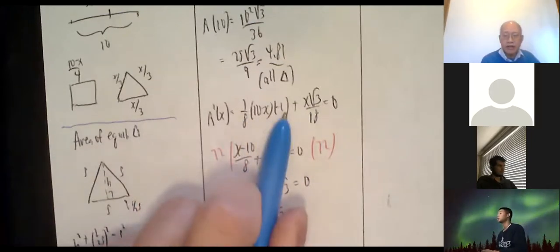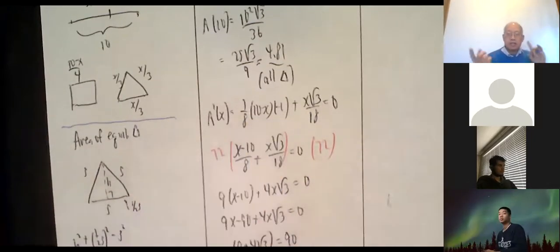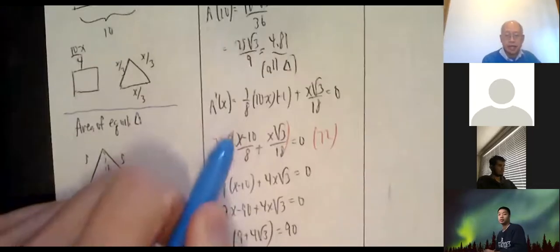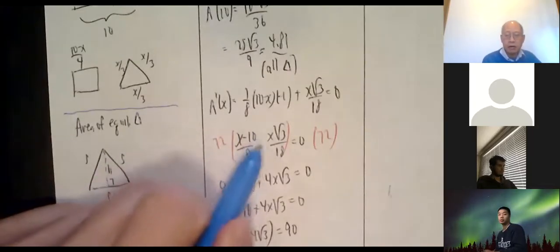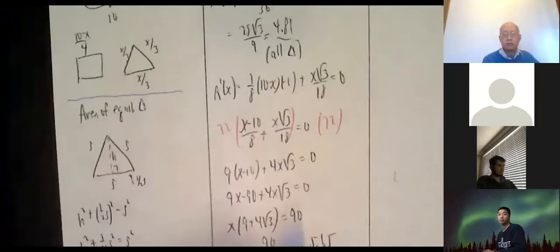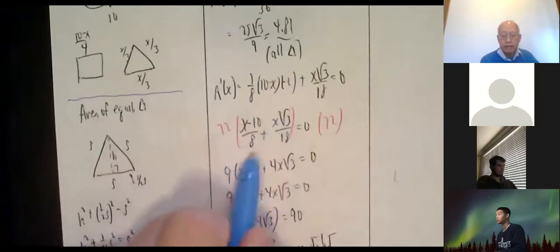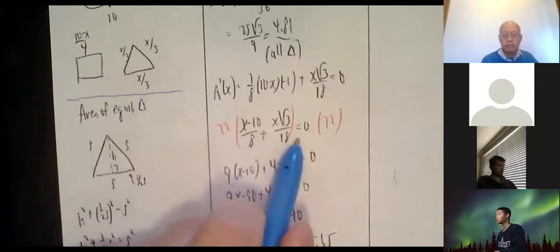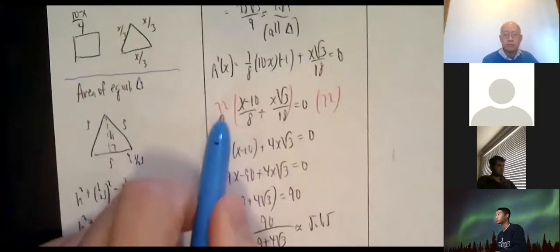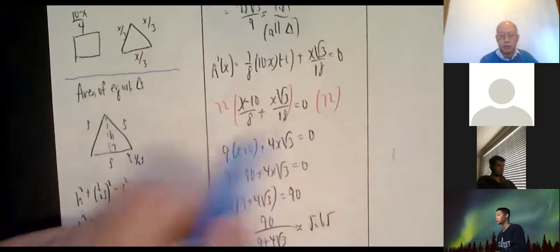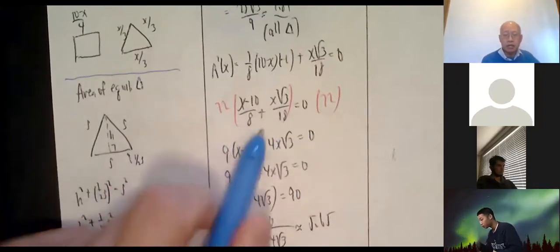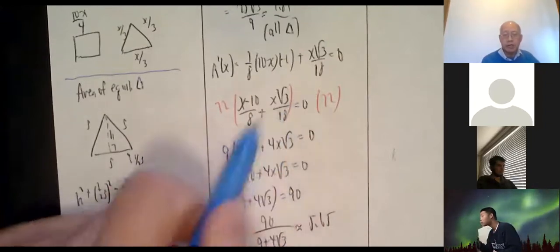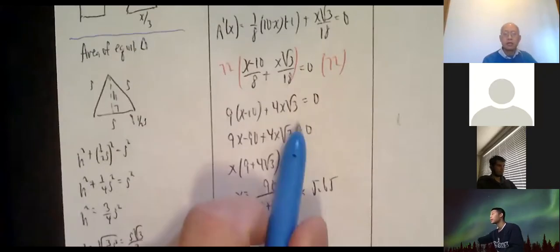Okay, so clean this up. -1 times that, just turn it around, x minus 10, right? So x minus 10 over 8 plus x radical 3 over 18 equals 0. Don't like the fraction, so I multiply both sides by 72, common denominator. 0 times 72 is 0. So 9 times x minus 10 plus 72 divided by 18 is 4. 4x radical 3 equals 0.